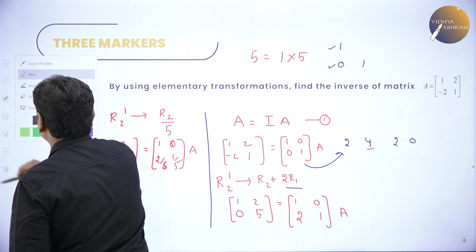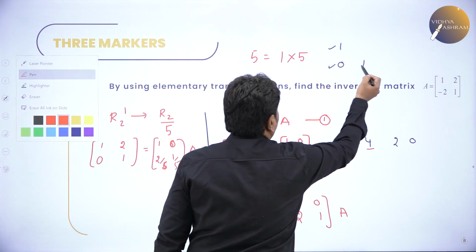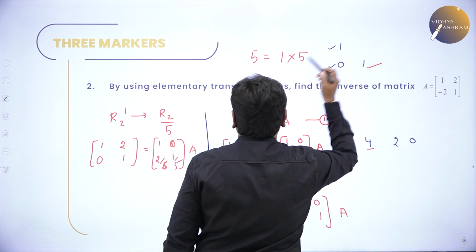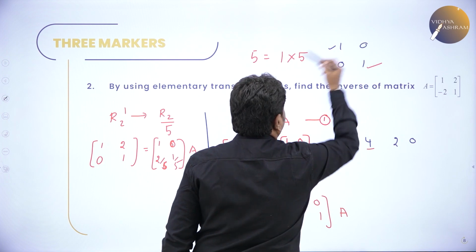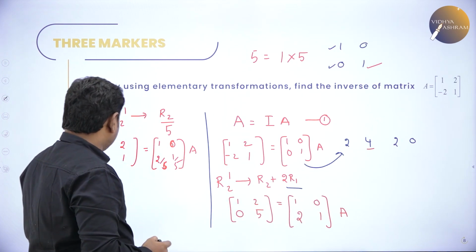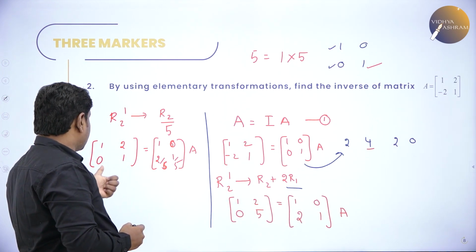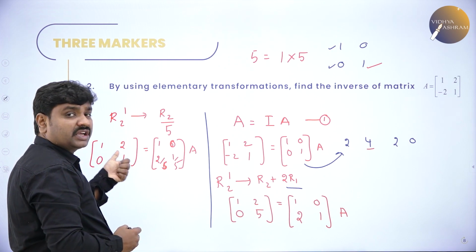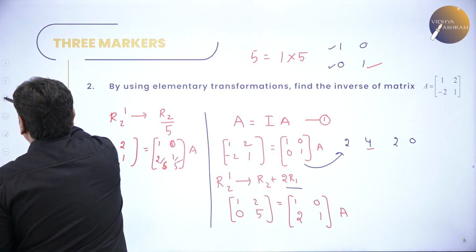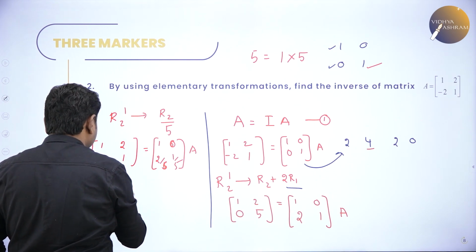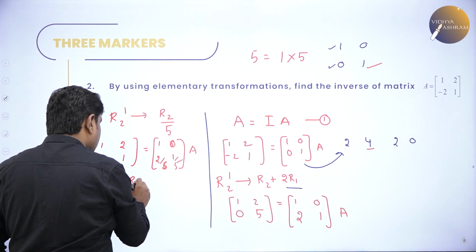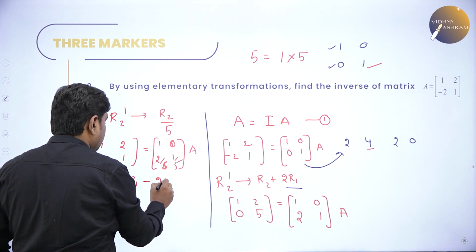Now if you observe, I got 1, 0, 1. This is achieved. Now I want this place to be 0. 1 is there, 0 is there, 1 is there, but this should become 0. How to make this 0? In order to make that 0, R1 dash, first row implies first row minus 2 times R2.